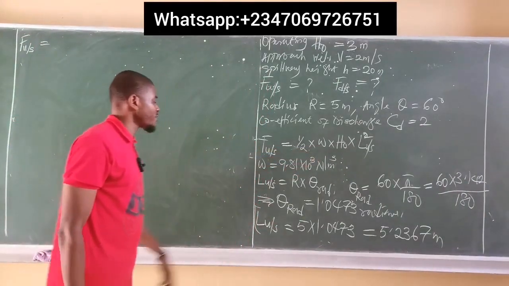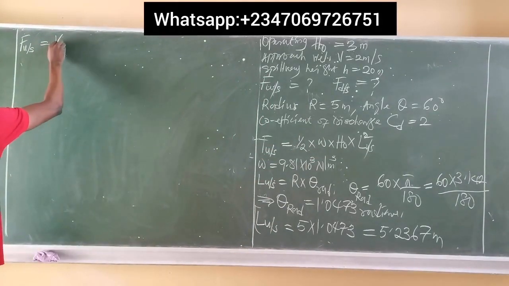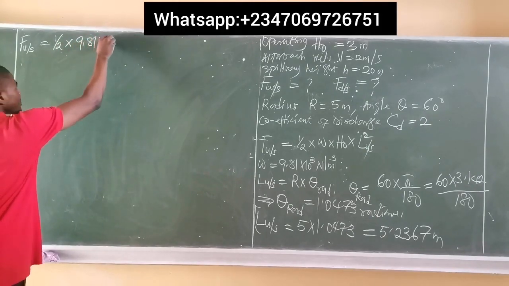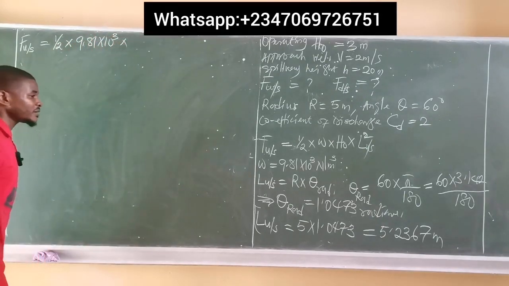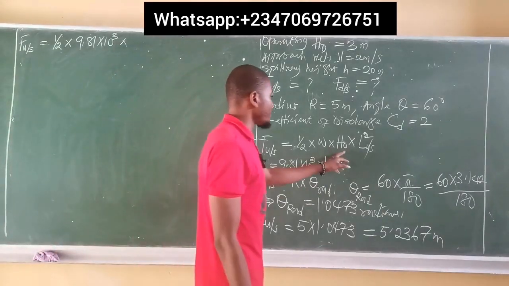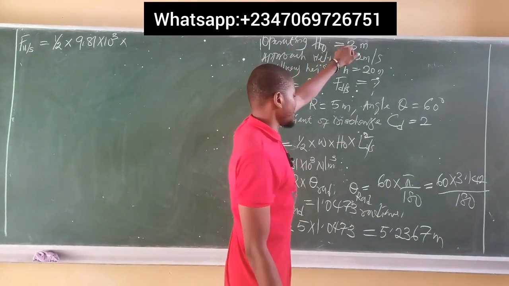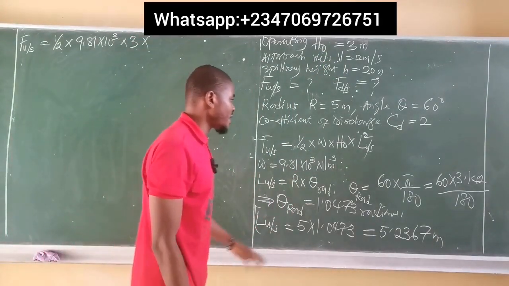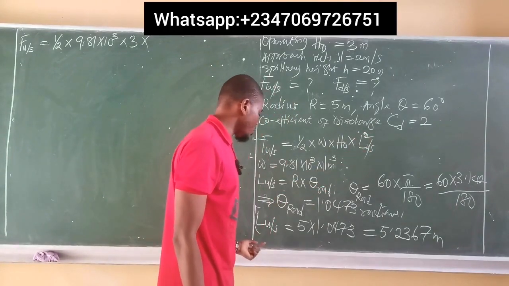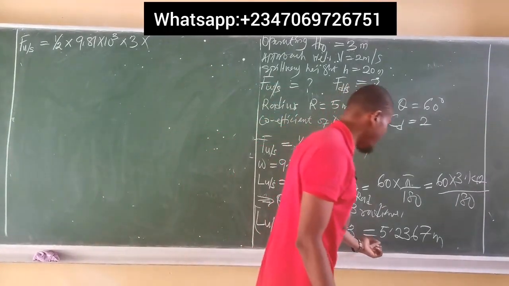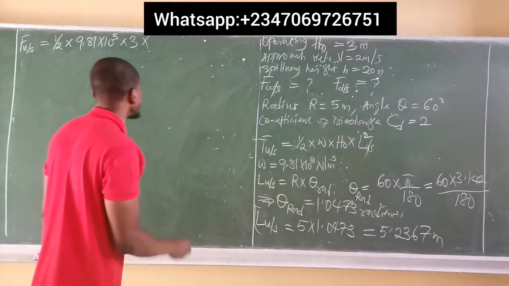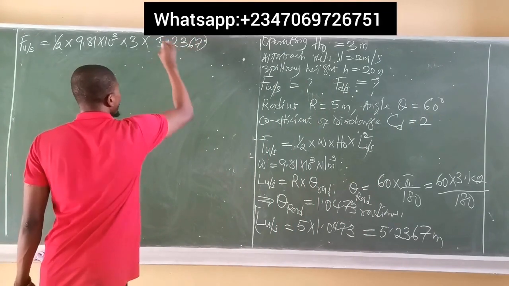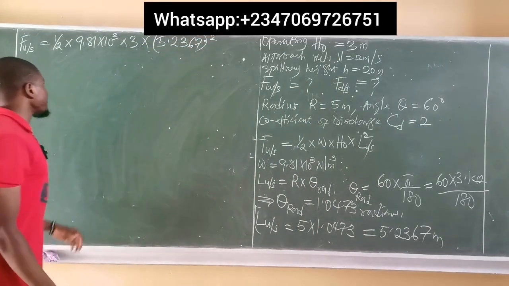Therefore, the upstream force, or the pressure force at the upstream end, is equal to 1 all over 2 multiplied by the specific weight, 9.81 by 10 to the power of 3, multiplied by the operating head, which was given in the question as 3 meters, multiplied by the upstream length all squared. We just obtained the upstream length to be 5.2367, so we square that value.